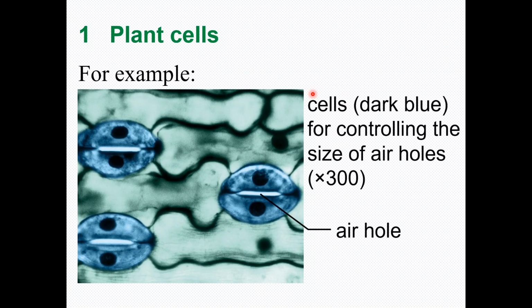Let us take more examples of plant cells. You will find these cells on the surface of the leaf, which are guard cells. The air hole here, the cells that control the size of the air hole. The guard cells can open and close.